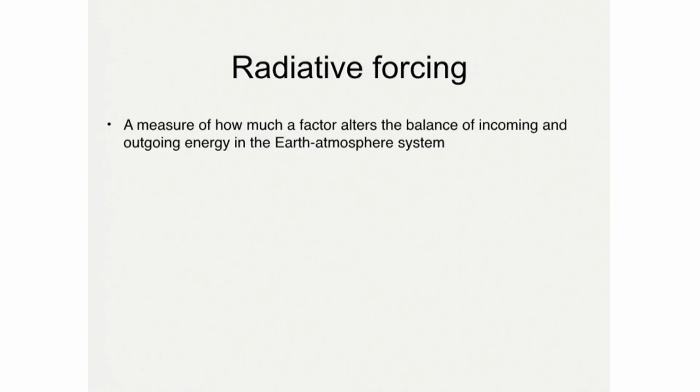Radiative forcing is a measure of how much a factor alters the balance of incoming and outgoing energy in the Earth atmosphere system. So whether it be greenhouse gases or particulates in the air from volcanoes or clouds or ice, all of these things exert radiative forcing, and that is the measure of how much they change this balance of incoming versus outgoing radiation.